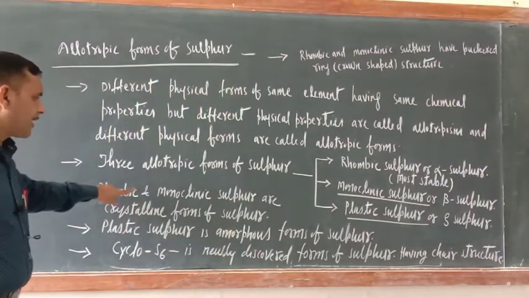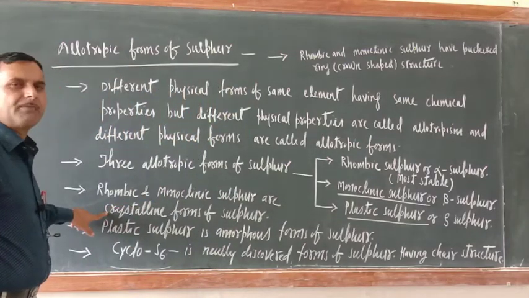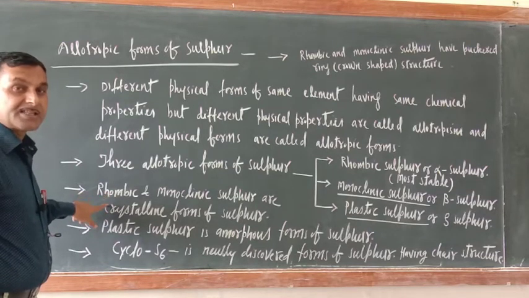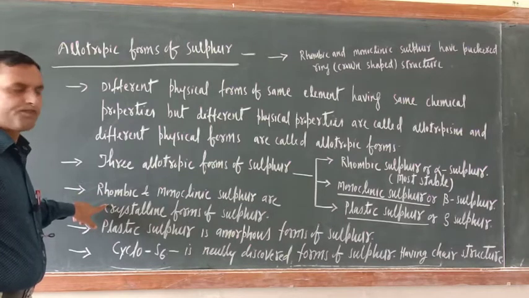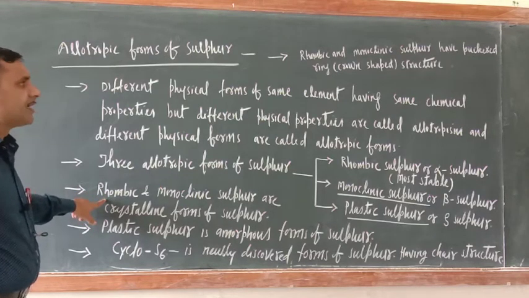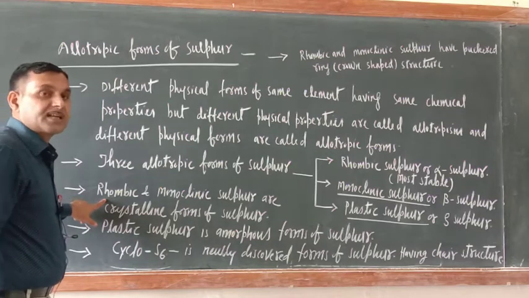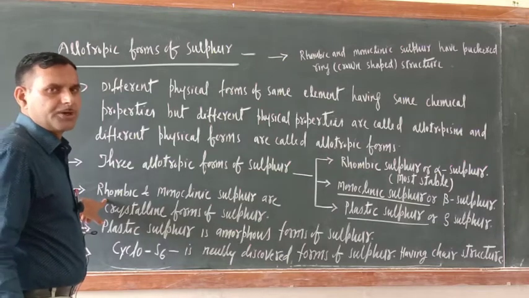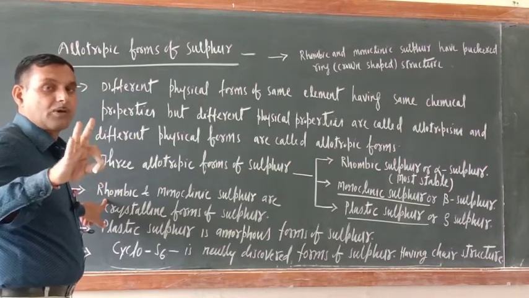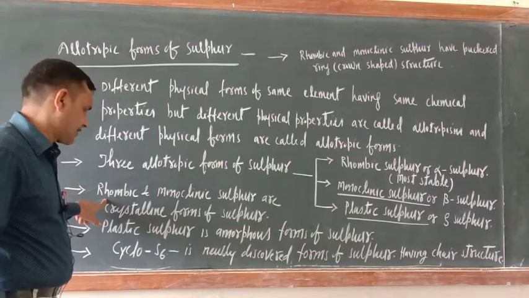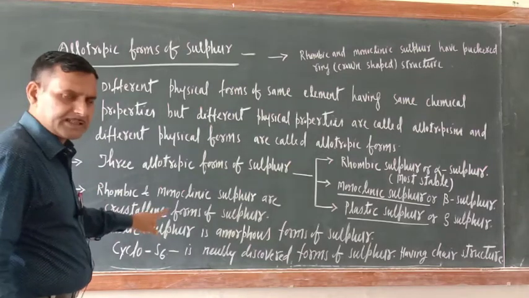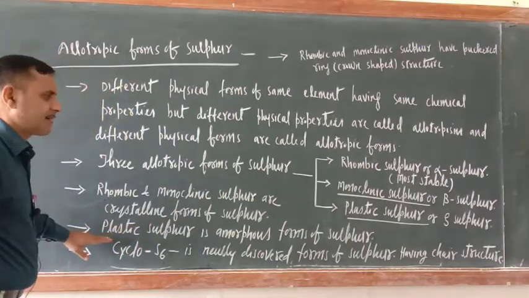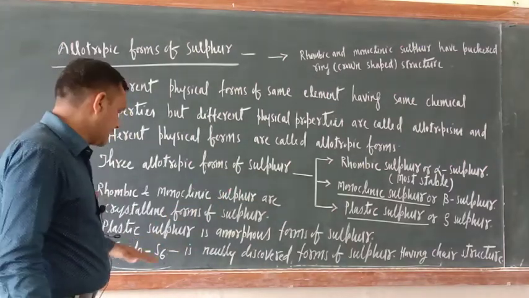Remember, rhombic and monoclinic sulfur are crystalline forms of sulfur, and their structure is a puckered ring structure, crown shaped. Already I taught you this in the physical trends of group 16: what is the crown ring shaped or puckered ring structure? Plastic sulfur is not a true solid. It is the amorphous form of sulfur. Plastic sulfur, the last one, is also known as delta sulfur.